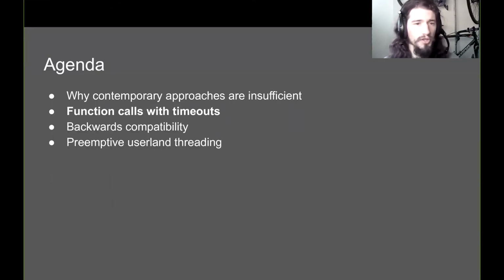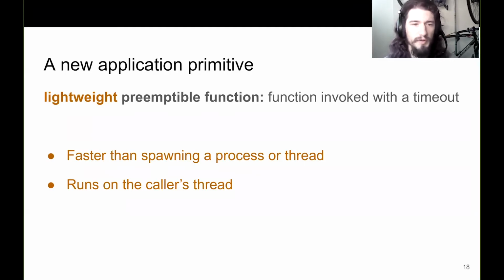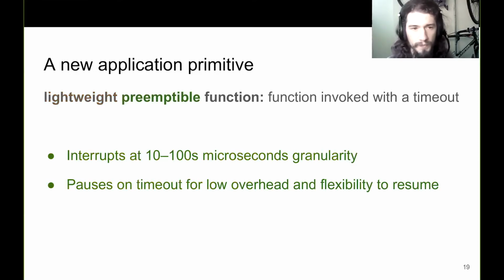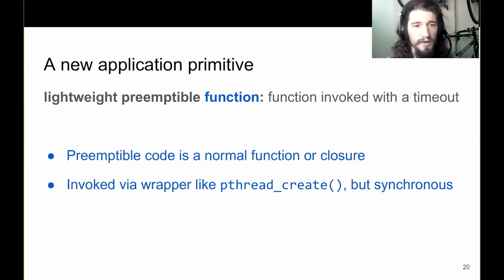So that brings us to function calls with timeouts, which we call lightweight preemptible functions. They are faster than spawning a process or a thread, and that's largely because they run the preemptible code on the same kernel thread as the calling code. They're preemptible, specifically at the granularity of tens to hundreds of microseconds, which is an order of magnitude or so faster than most operating system schedulers will provide. On timeout, they pause, and they do that for two reasons. One, it's the lower overhead path, and two, it gives you the flexibility to later resume from where the preemptible function left off.